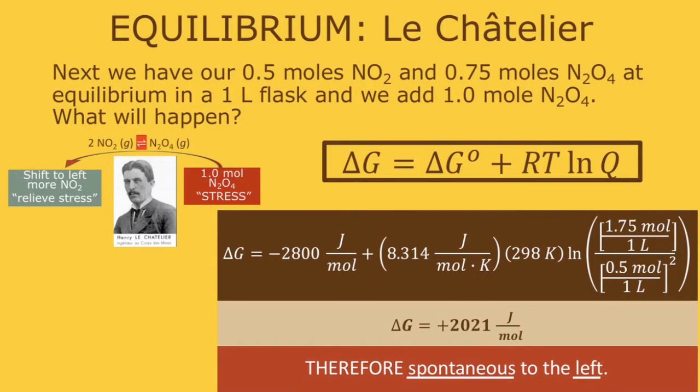Let's revisit both of our problems using our new equation. So we have our 0.5 moles of NO2 and 0.75 moles of N2O4 at equilibrium, and we add 1 mole of N2O4. What will happen? Well, we knew from Le Chatelier it'll go to the left, but let's prove that with Gibbs free energy. So we have our equation, delta G equals delta G naught plus RT ln Q. And we put in all our numbers, and we find that delta G is positive 2021 joules per mole. So the reaction is spontaneous to the left because delta G is positive.